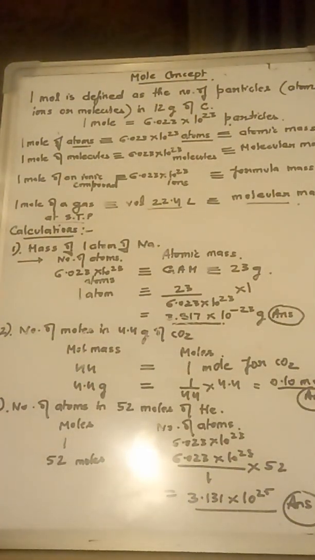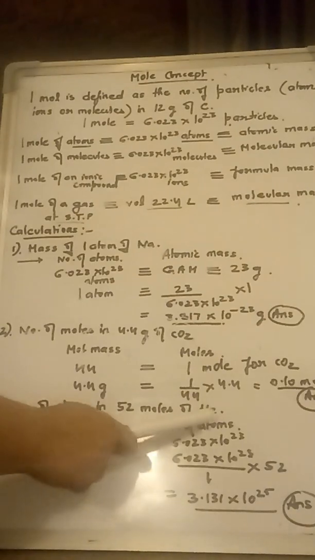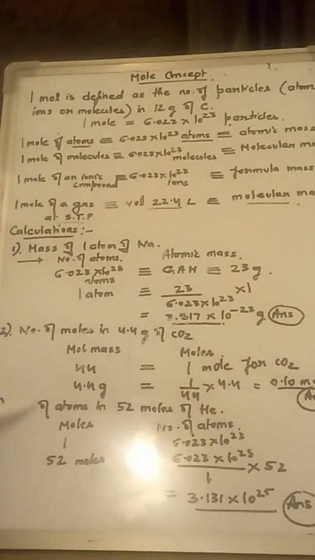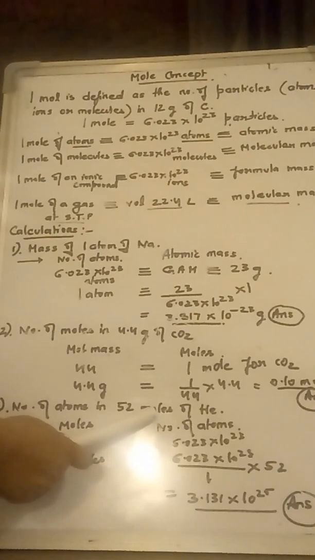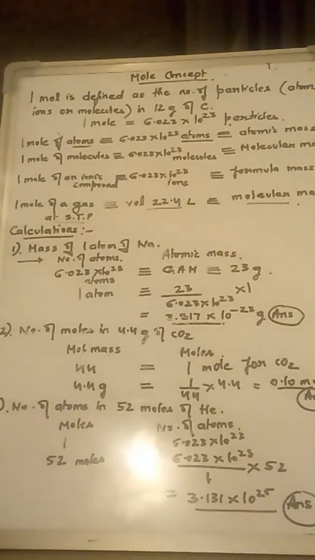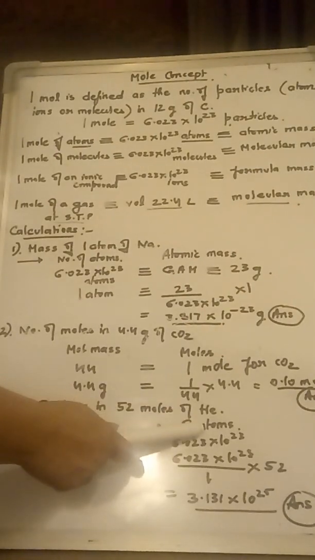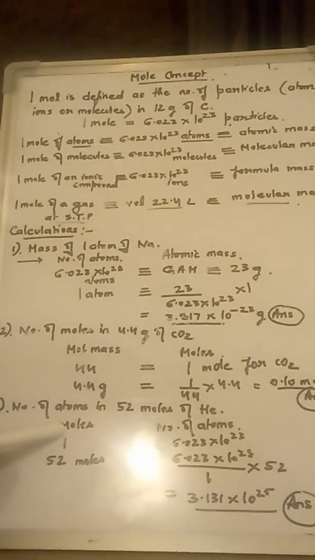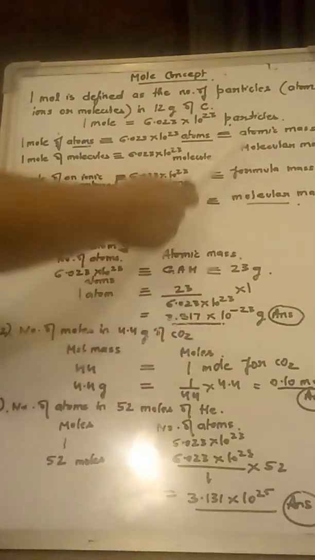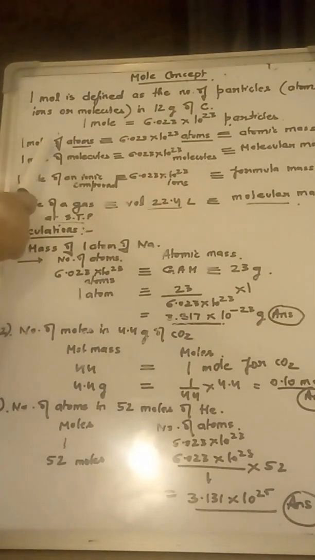Right? Let's see the same way in the third part. Now you have to calculate the number of atoms in 52 moles of helium. In this question, what are the two things being discussed? Number of atoms and 52 moles, that means number of atoms and moles. Out of the two, what has been asked? Number of atoms. So number of atoms on the right hand side and moles on the left hand side. Now what relation do you already know for moles and number of atoms?